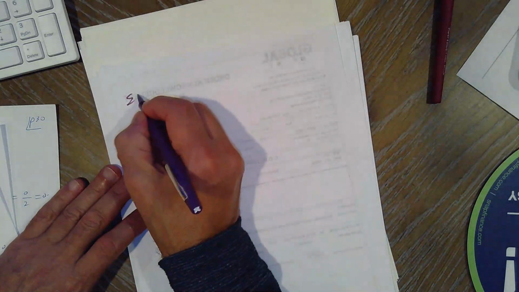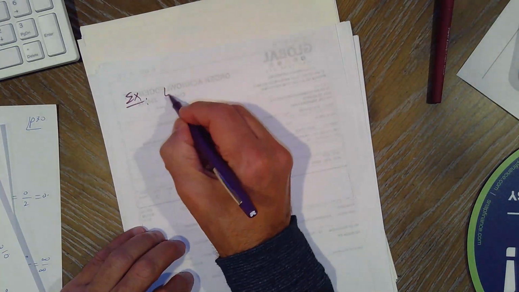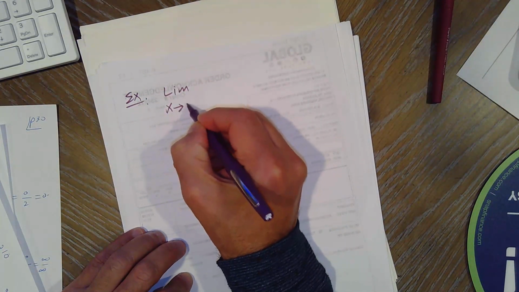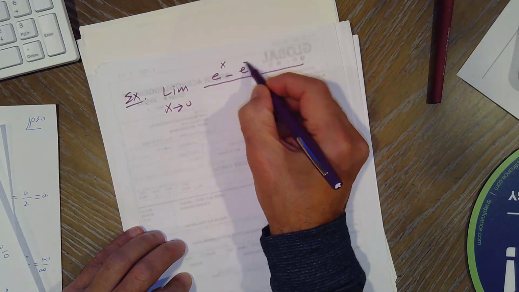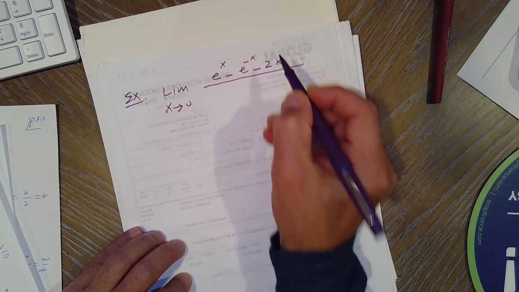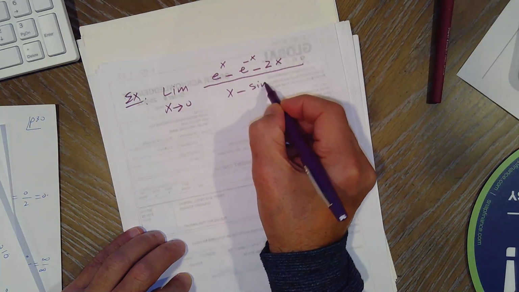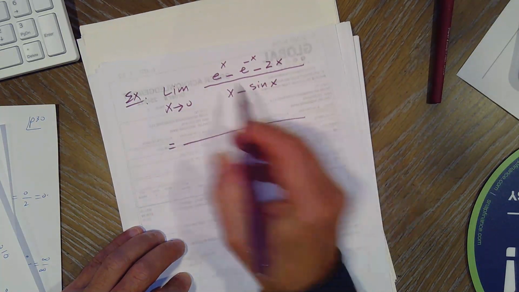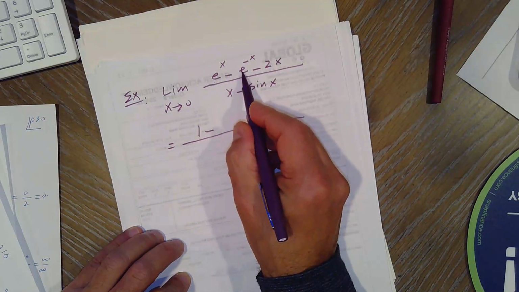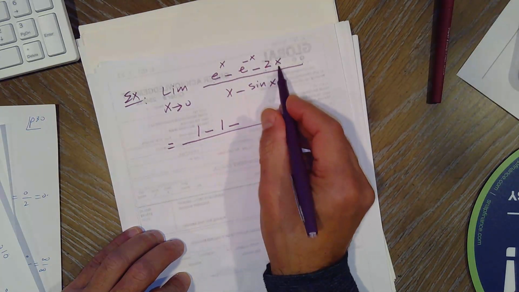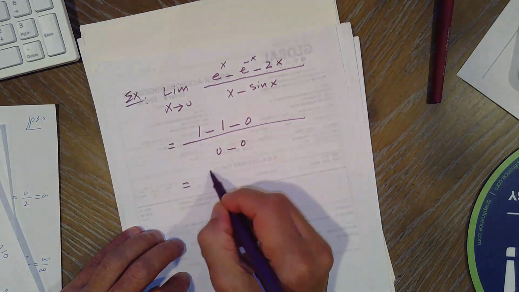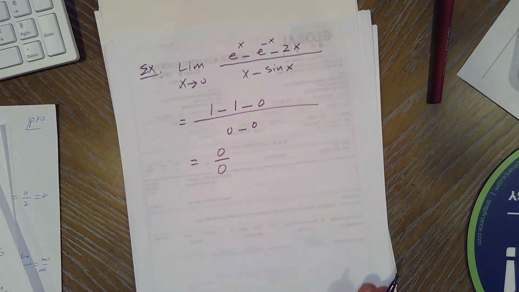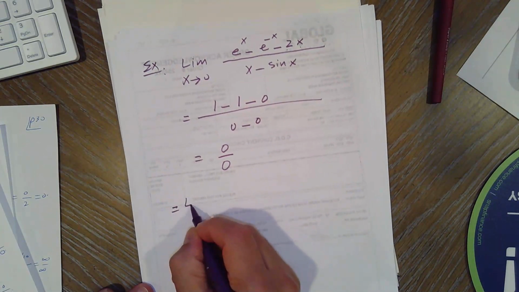Alright, here's another example. This is not from the book. Limit as x goes to 0 of e to the x minus e to the negative x minus 2x over x minus sine x. If we plug the 0 in, e to the 0 is 1, minus e to the 0 is 1, minus 2 times 0 is 0, over 0 minus sine 0, so we get 0 over 0, which is indeterminate. Now we're going to do derivatives using L'Hopital's rule.